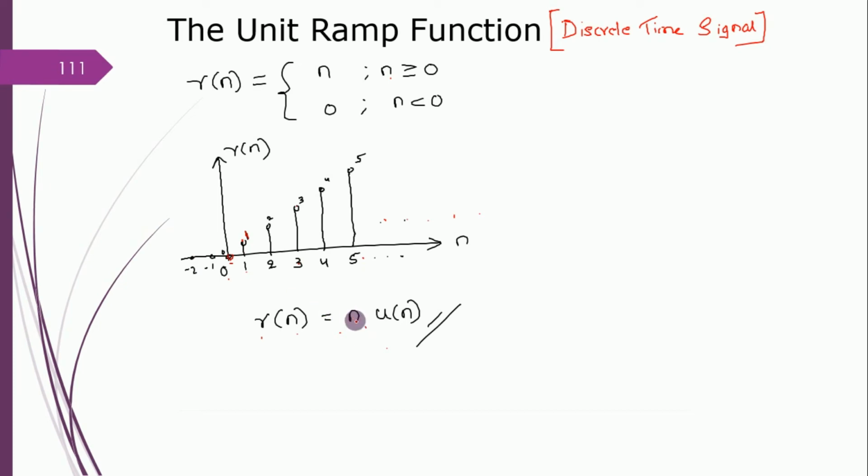How is it written in the other way? r of n is equal to n u of n, where u of n exists only for n greater than or equal to 0. So its amplitude is 1, hence 1 into n will be n itself. So rather than writing in the earlier fashion, you can also prefer this way of writing. So that's a unit ramp function. This is one more kind of signal called the ramp function.